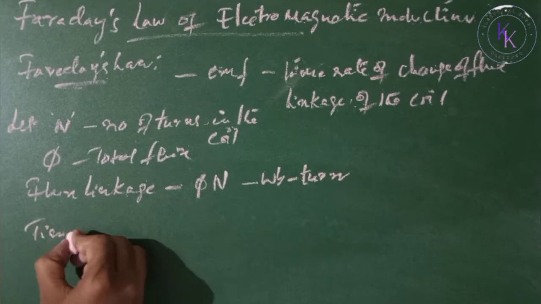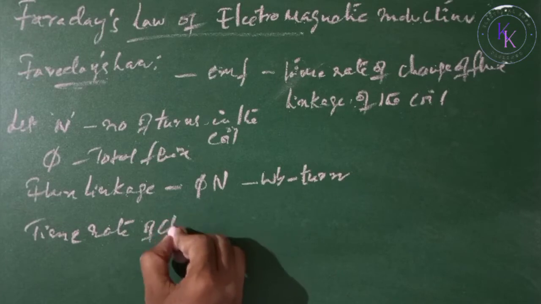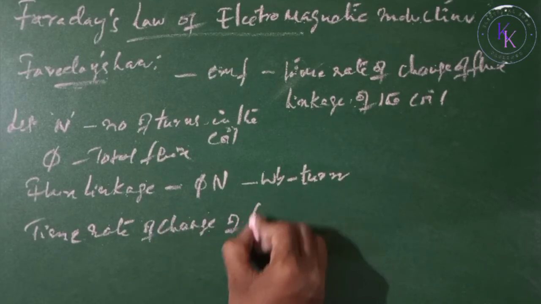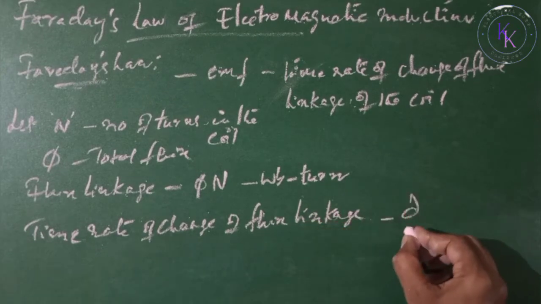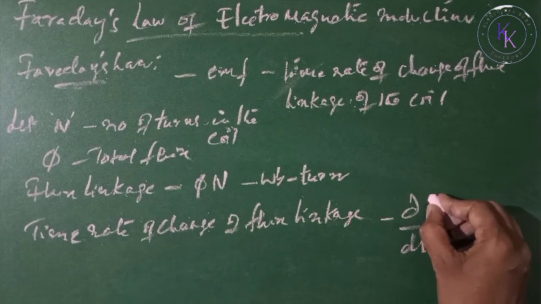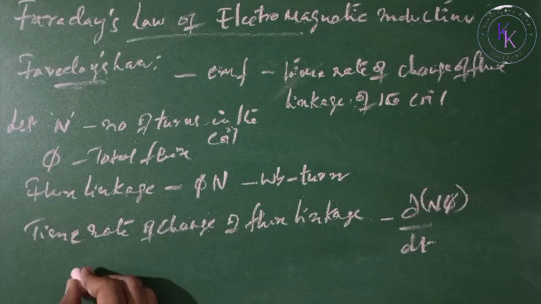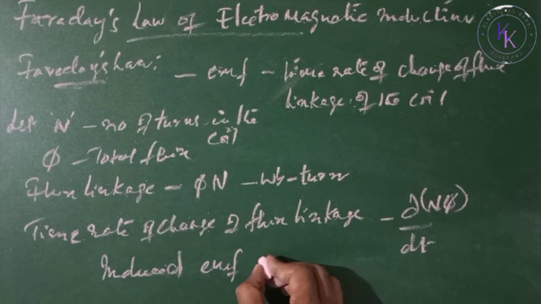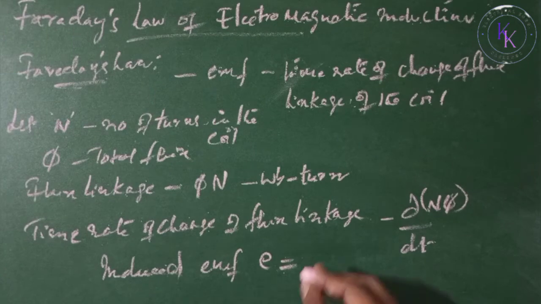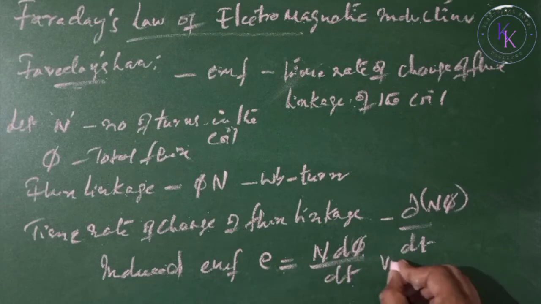Time rate of change of flux linkage is d/dt of total flux linkage, N phi. According to Faraday's law, induced EMF, small e, equals N d phi by dt volts.